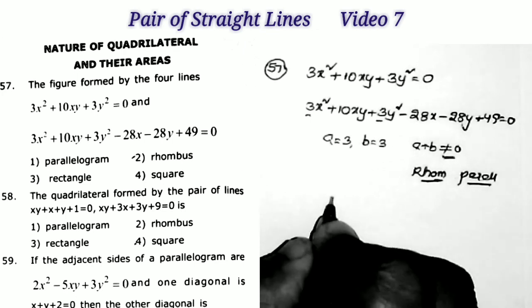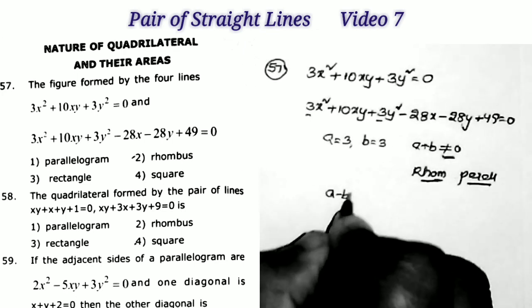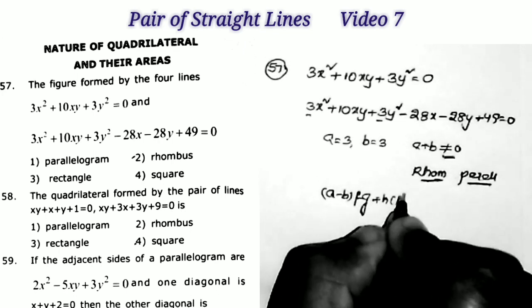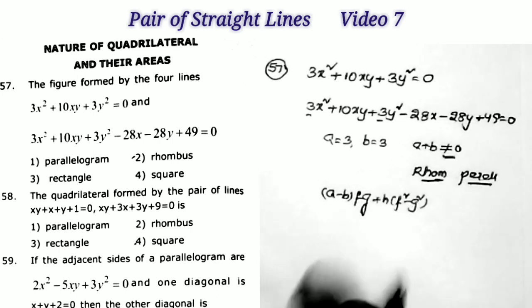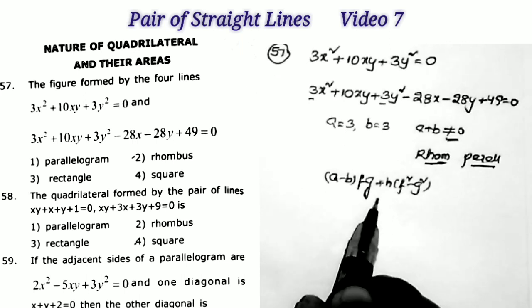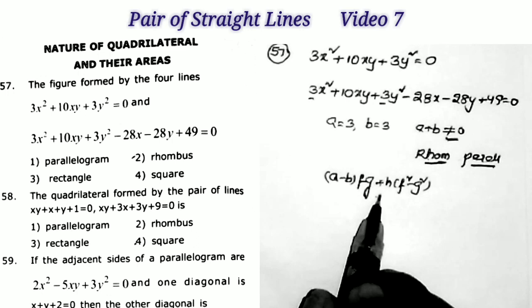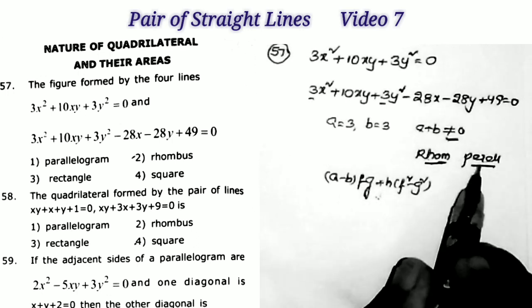Now we have to check the second condition. What is the second condition? A minus b into fg plus h into f square minus g square. Okay. If this value is equal to 0 means all sides are equal, that becomes a rhombus. If this value is not equal to 0 means all sides are not equal and this is parallelogram.